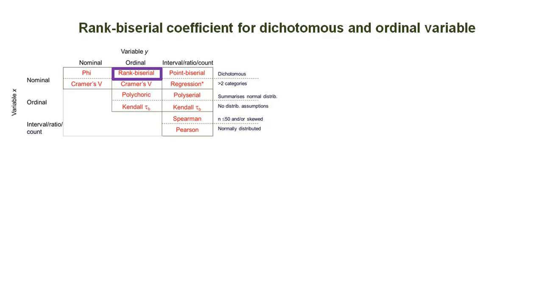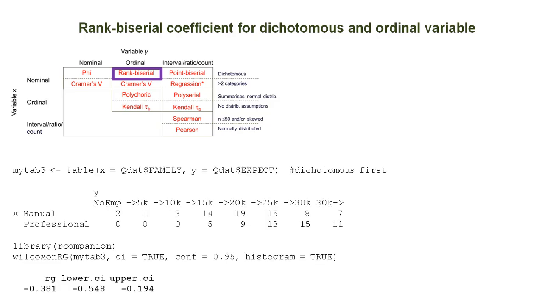Rank biserial coefficient measures the association between a dichotomous nominal variable and an ordinal variable, and is in the range -1 to +1. The dichotomous nominal variable is family, employment class of main breadwinner, and the ordinal variable is expected earnings in 10 years' time. Due to missing data in both variables, there are 122 data pairs instead of 150. The result is minus 0.381.